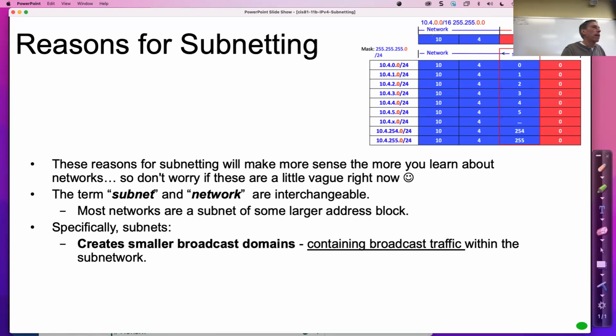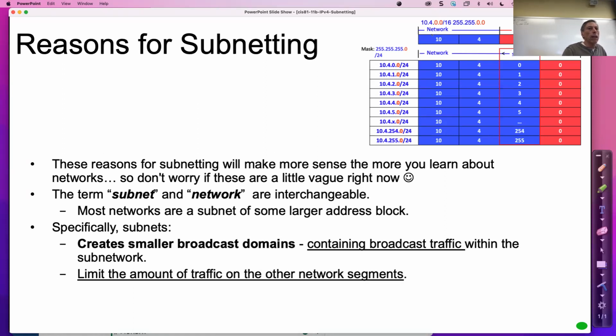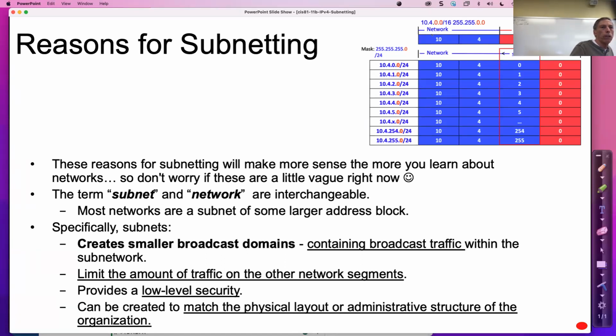So one of the things we talked about is it creates smaller broadcast domains. It's also going to limit the amount of traffic on those network segments, because not just broadcast, you have unknown unicast. When a switch doesn't know about the destination address, it floods it out all ports. It also provides some low level of security. You start to segment your network, depending on sales, engineering, HR, guest networks. And then you can decide which parts of your network have access to what other parts of your network, or what services.